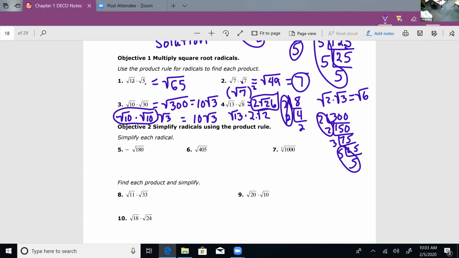It means I want the negative root. So that's going to tell me this is going to equal negative something. Okay? Can you figure out how to simplify the square root of 180? I'm going to give you a second to work on that, and we're going to see if you need help. So let's talk about it for a second.